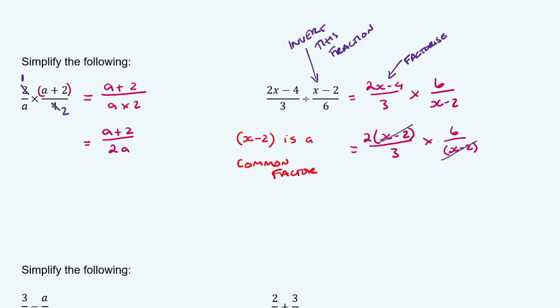Next thing that we have there is the 3 and the 6. There are common factors there. In fact, that should be a 1, and that is going to be a 2. So we have 2 over 1, which is just 2, times 2 over 1, which is just 2. So we have 2 times 2, which is 4. So that's that one. Let's keep smashing these out.